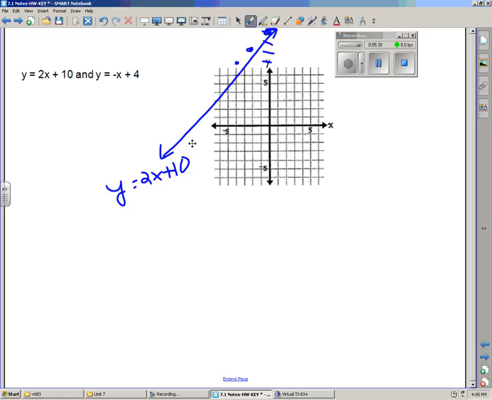The second one, we begin at positive 4, down 1 over 1, down 1 over 1. Graph that. Y equals negative x plus 4. No idea where this is going to intersect because it's way off my graph.